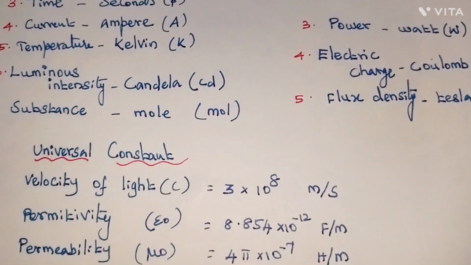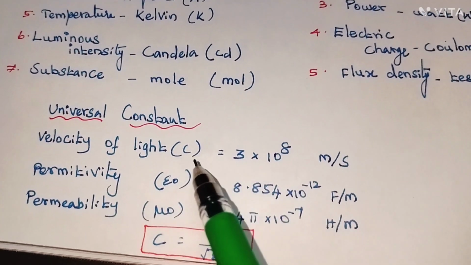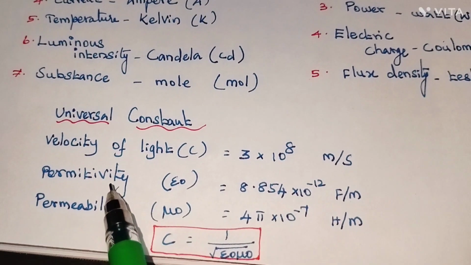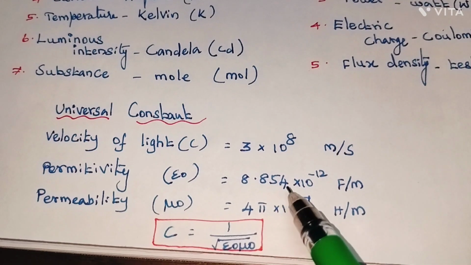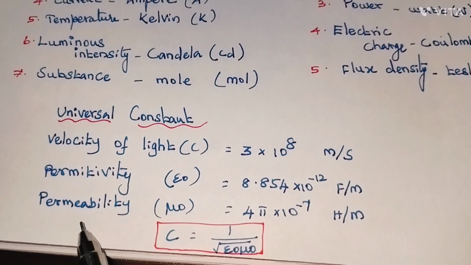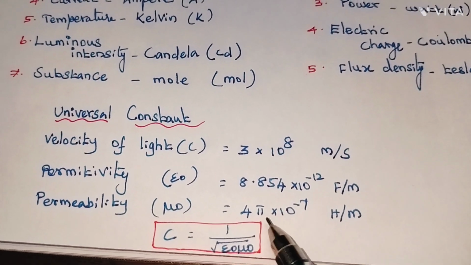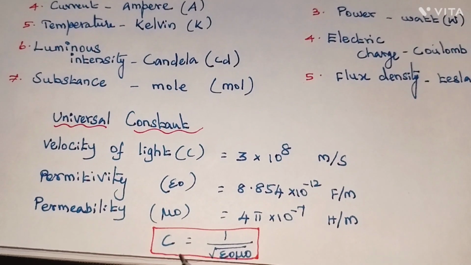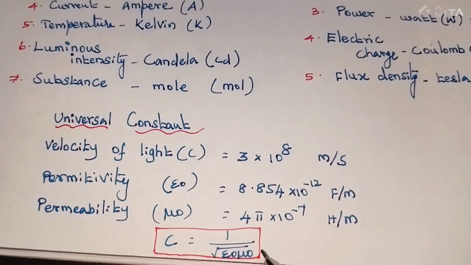Some of the universal constants: the velocity of light, represented by C, equal to 3 × 10^8 meters per second. Permittivity, represented by epsilon naught, equal to 8.854 × 10^-12 F/m. And permeability, represented by mu naught, equal to 4π × 10^-7 henry per meter. And C is equal to 1 divided by the square root of epsilon naught times mu naught.